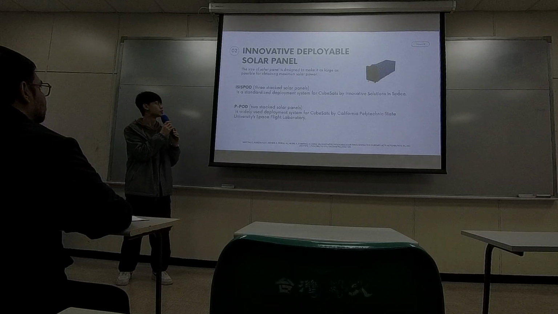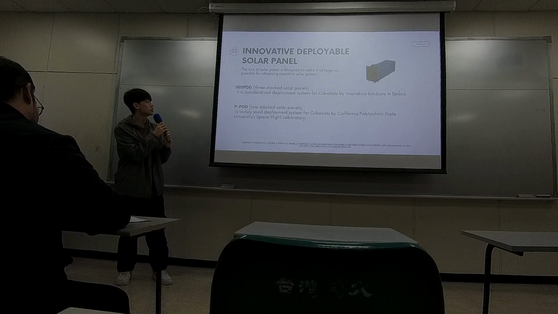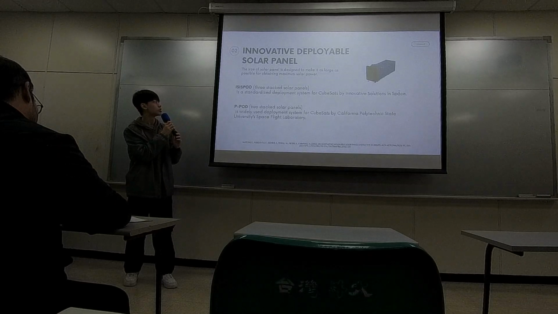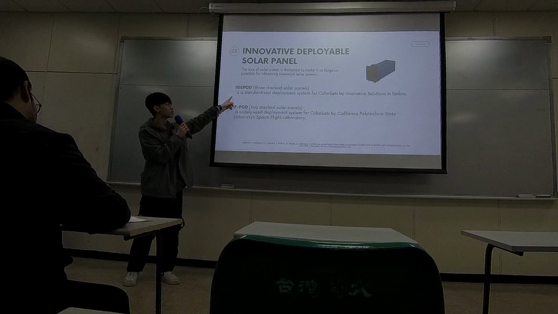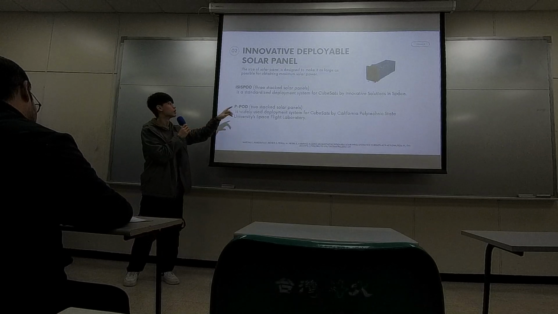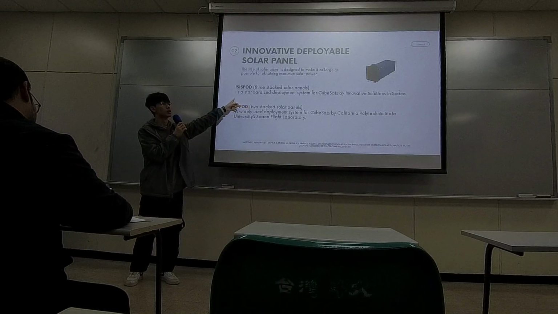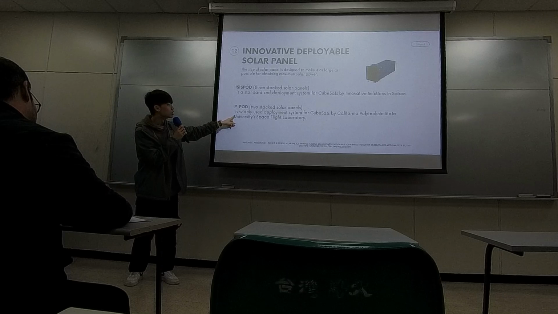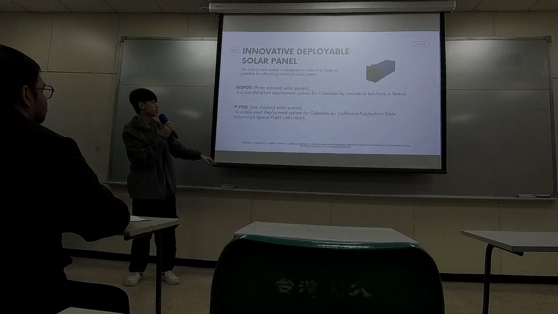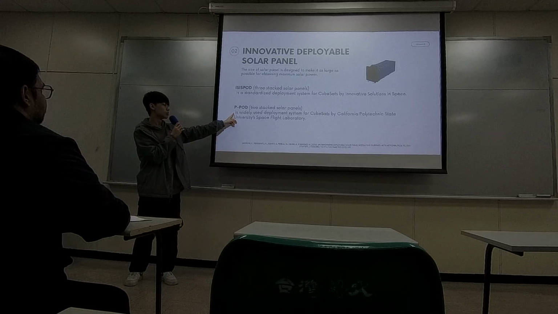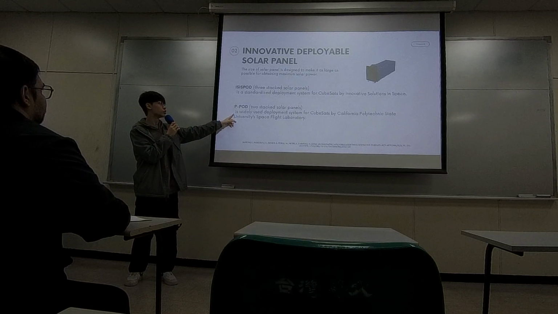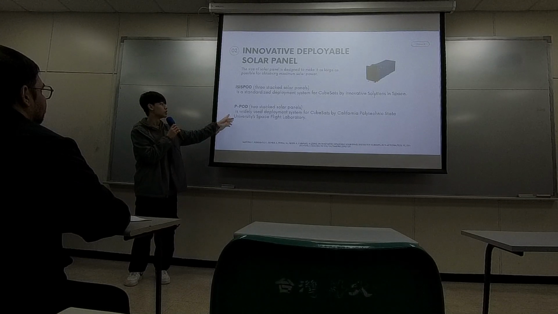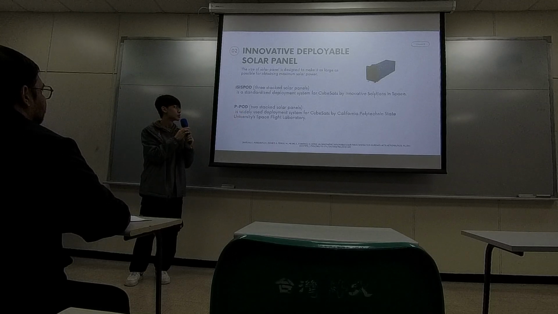And the second topic is about two types of deployment system. The first type is called ISIS POD. It is developed by Innovative Solutions In Space, and this kind of deployment system can afford a three-stack deployment solar panel. And this one is developed by California Polytechnic State University. This one is more famous, it's usually used to deploy the CubeSat, but it can only afford two static solar panels.